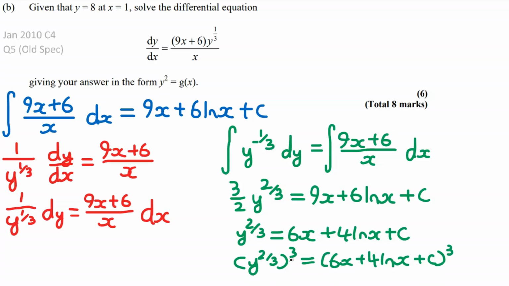And then if you see this, remember that when you have a power to a power like this here, this 3 cancels out with this 3 here to leave us with y squared. So therefore, in this format here, it's y squared is equal to 6x plus 4 natural log of x plus c, all to the power of 3.